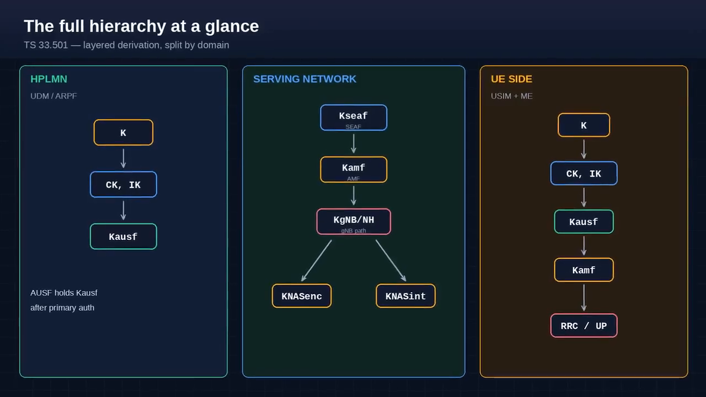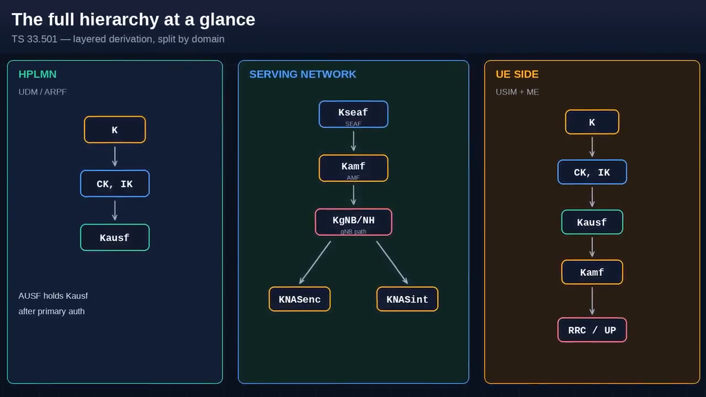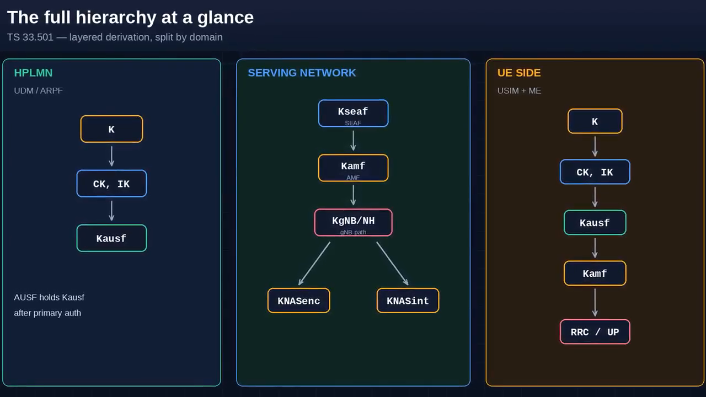Put the whole diagram in one frame. Left column, home PLMN, UDM and ARPF hold K. 5G AKA yields CK and IK. AUSF holds KAUSF. Home never ships K to anyone else.